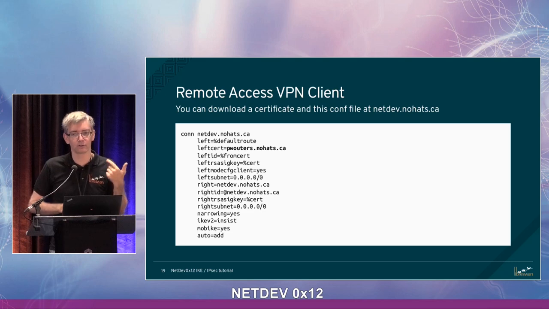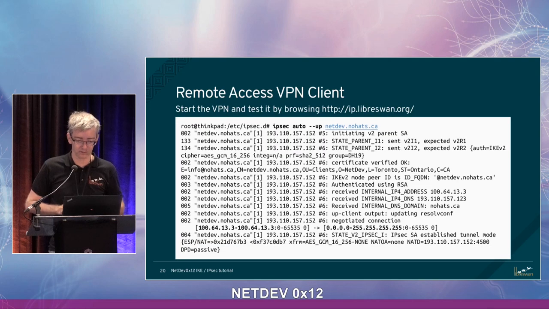So this configuration file is also on a test server. So you can just grab a copy, change the leftcert entry to the certificate you grabbed as well. And then you can try it out. If you run ipsec auto --up, you'll see something like this. You'll see you get an IP address in the range 100.64. I tend to use that range myself. I guess I shouldn't have shared that secret because now everybody will start using this.